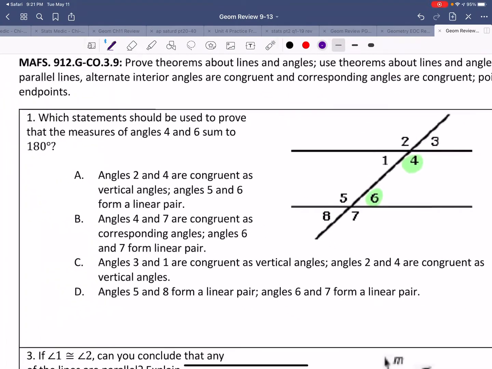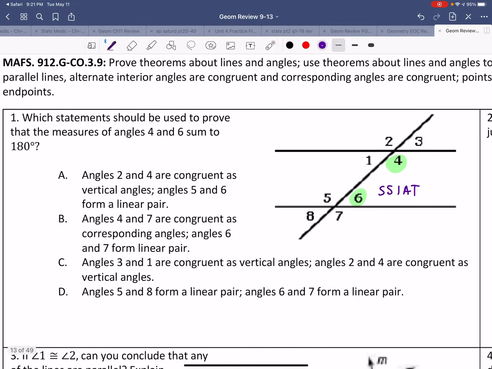All right. Why would angle 4 and 6? Oops, so they're on the same side and they're inside the road. So I'm looking for the same side interior angle theorem. However, I don't see that in any of those. So they're asking that you prove it using a combination. Okay, so let's try each one. Would angle 2 and angle 4 be congruent because of vertical angles? Well, yes, angle 2 and angle 4 are congruent. Then would angle 5 and 6 form a linear pair? Yes. Okay, but then how do I get from 4 to 6? I don't think that's enough.